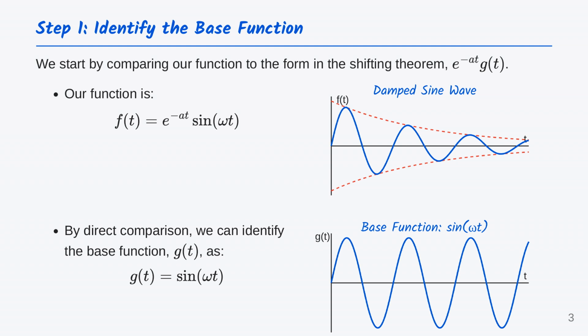We can really see this relationship visually in these two diagrams. The top graph shows our original function f of t, which is the damped sine wave. You can see how the blue curve oscillates like a normal sine wave, but its amplitude or height gets smaller and smaller as time goes on. This decay is highlighted by those red dashed lines that form an envelope around the wave. In contrast, the bottom graph shows what we've identified as the base function g of t. This is just a standard sine wave that oscillates with a constant, unchanging amplitude. So our original, more complex function is really just this simple sine wave being squeezed or dampened over time.